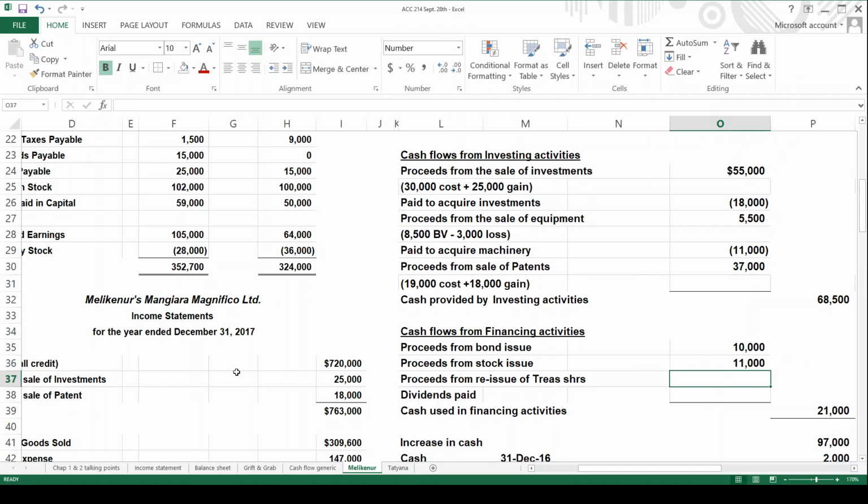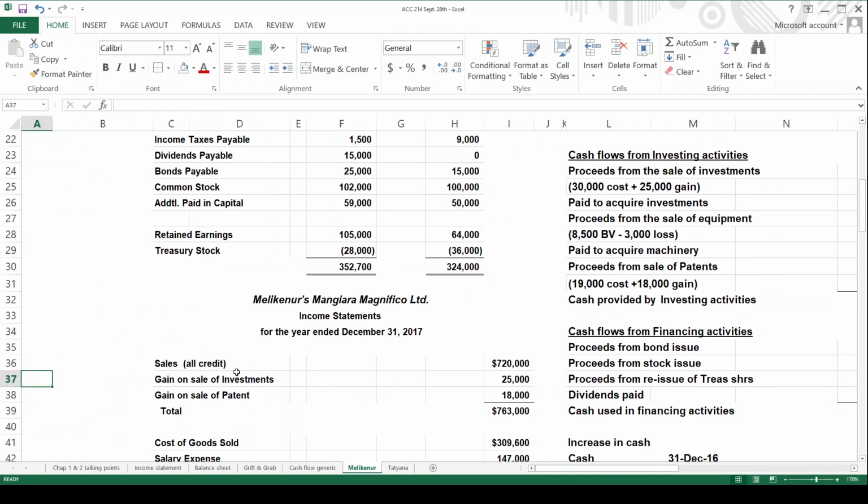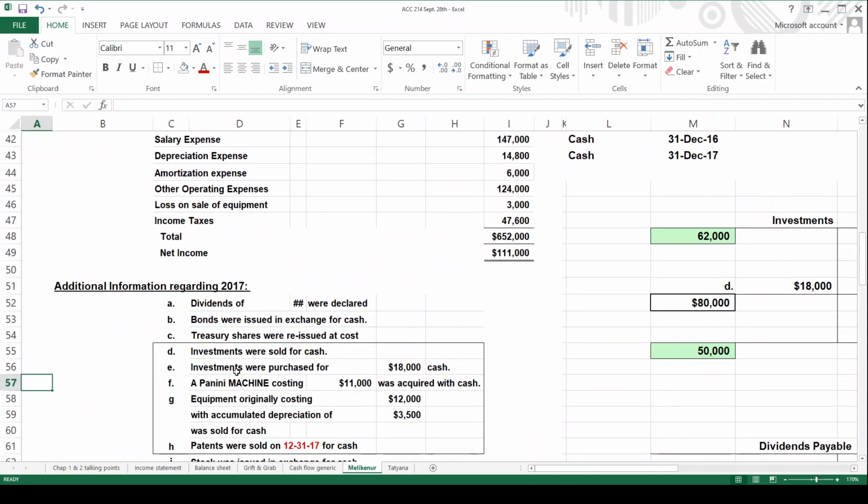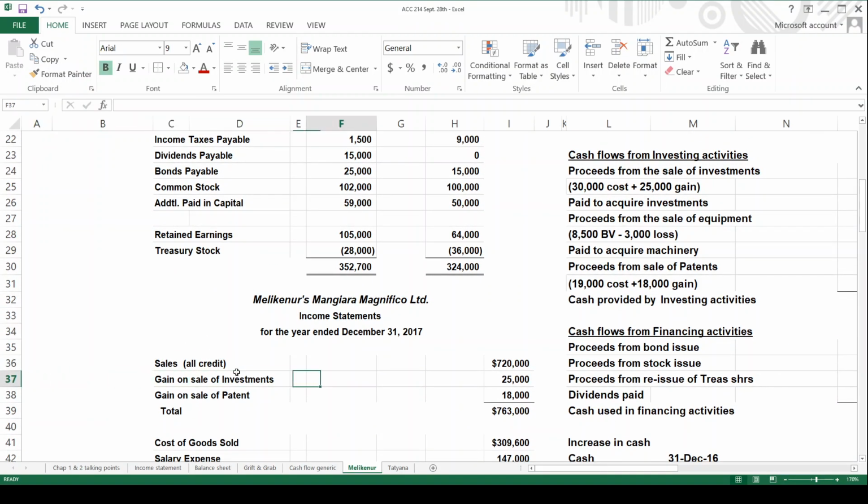Treasury shares. Well, we reissued Treasury shares as mentioned in letter C at cost. It makes it pretty straightforward. So the account balance went from 36 to 28. So that's a decrease of 8,000. So accounting wise, that's going to be a debit to cash and a credit to treasury stock.